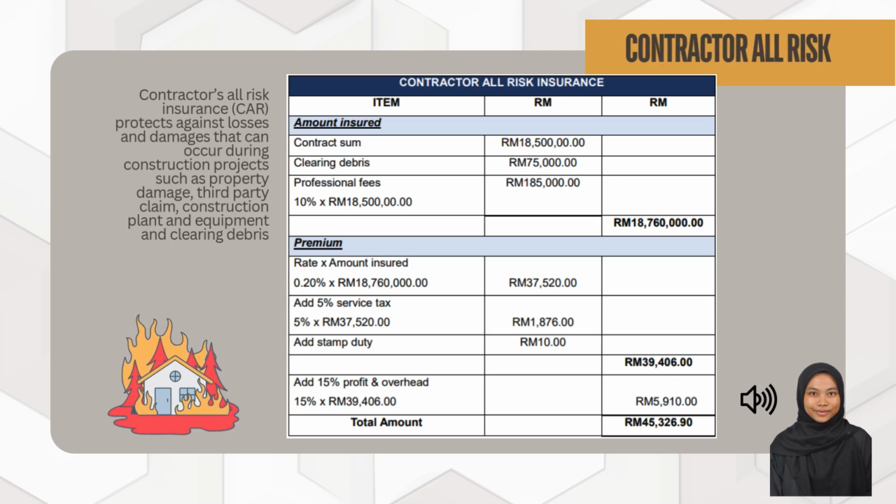To find out the rate of contractor all-risk, two items are taken into account. The first one is the contract sum, clearing debris, and professional fees added together. The second item to be considered is premium. The rate of 0.20% times the total amount insured. 5% service tax and stamp duty of 10 ringgit are added into the cost. 15% of profit and overhead are taken into account to find out the final amount. The total amount for contractor all-risk insurance is 45,326 ringgit and 90 cents.